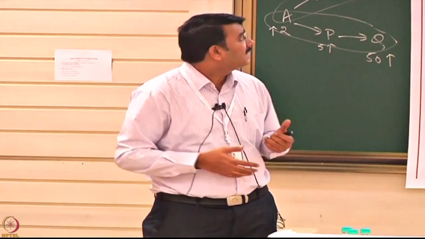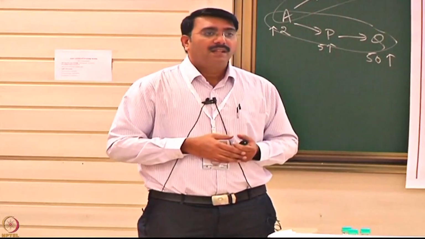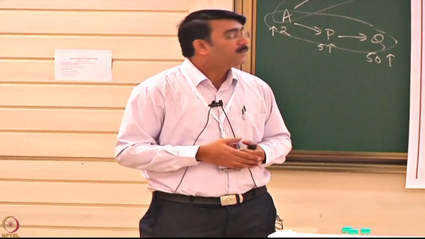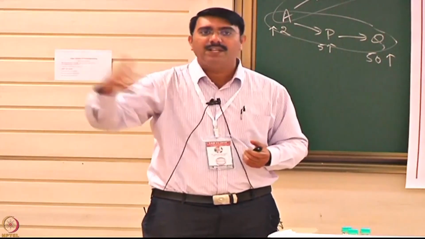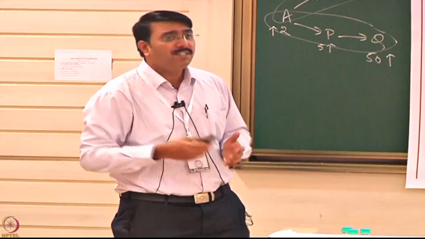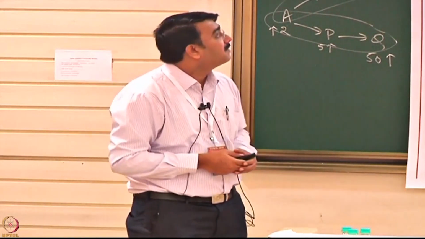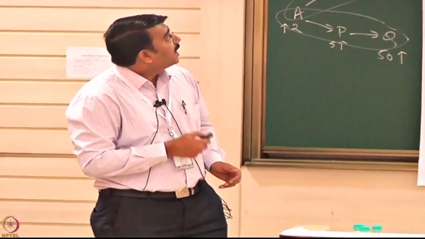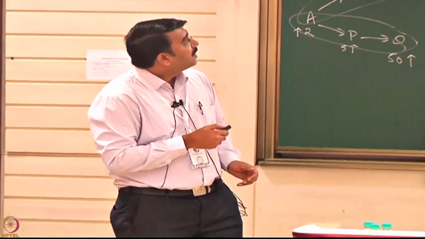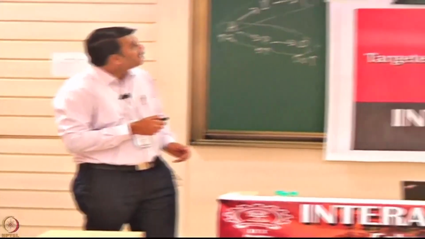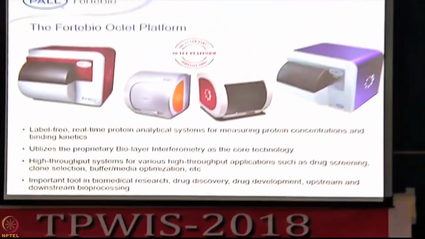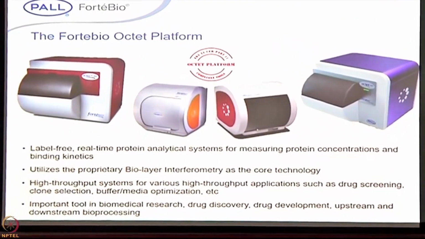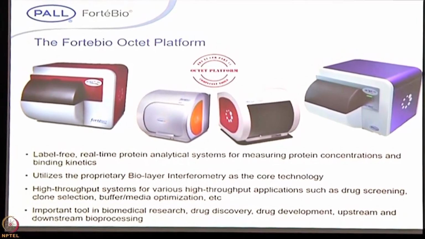The second advantage is that you can easily work with pH ranges like 2 to 10. Depending upon the application, you can screen quickly because it has a high throughput 8 channel format. You can quickly screen which pH is favorable for binding. So these are the platforms we have: the 16 channel instrument, this is the 2 channel instrument, this is the 8 channel instrument, and this is the 96 channel instrument. Depending upon the throughput required, you can choose the instrument.